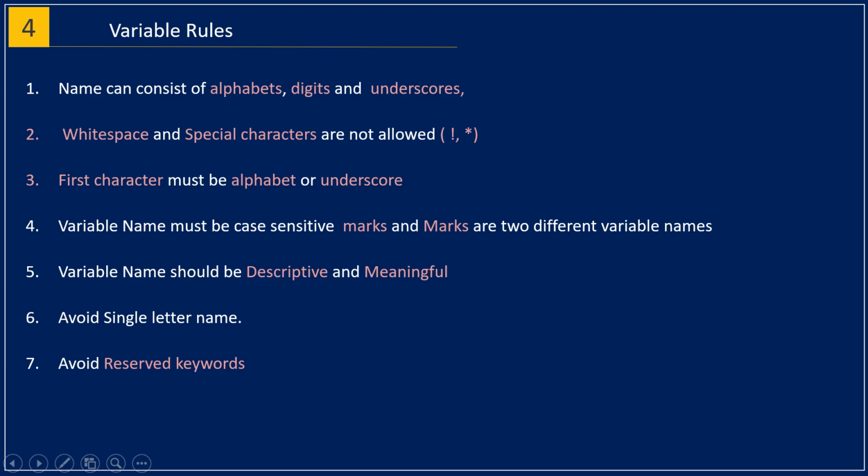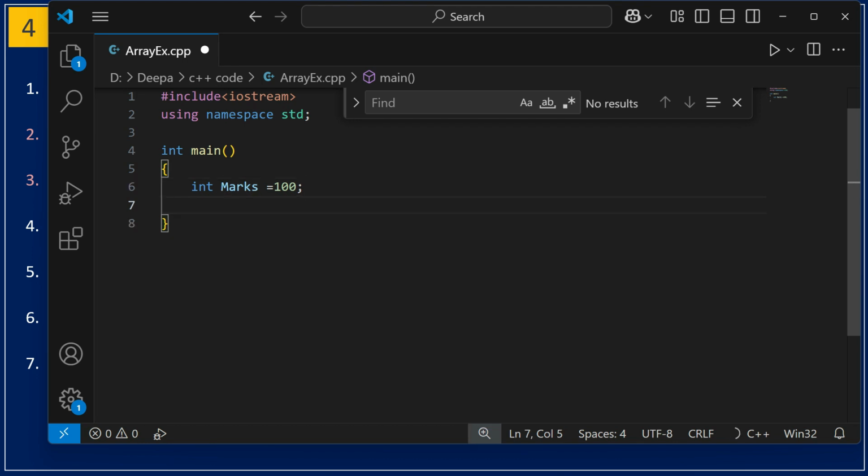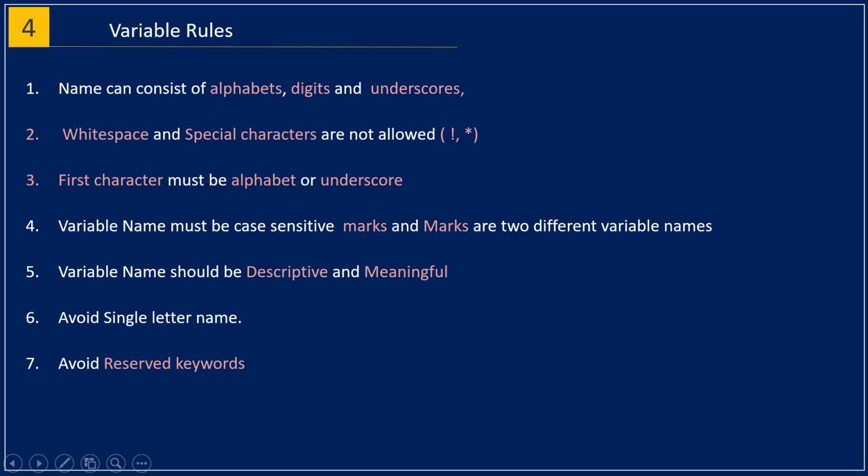Variable names must be case sensitive. C++ is a case sensitive language, and you know that capital Marks and small marks are two different variables, and the compiler will allocate separate memory slots for these two variables, because the first one starts with a capital and the second one with a small letter, and these values will get stored in the respective variables.